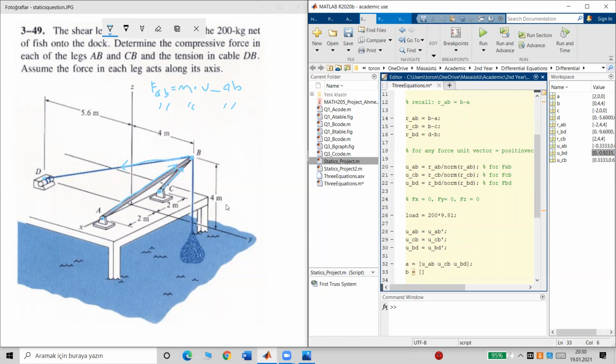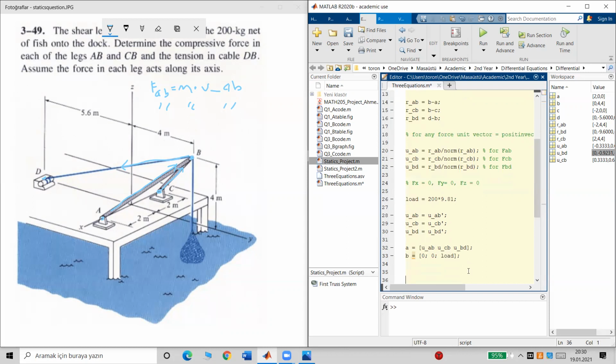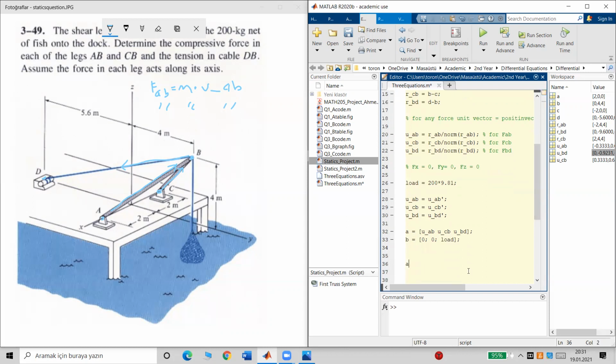Okay, now I need to write the other side of the equations. Along the x-axis, there's no other force, so it should be 0. For the y-axis, there's no external force, so it's equal to 0. However, along the z-axis, we have an external force, which is equal to load. So I need to write load over here. After that, I will use this operation to calculate the forces FAB, FCB, and FBD in order. So let's run the code.